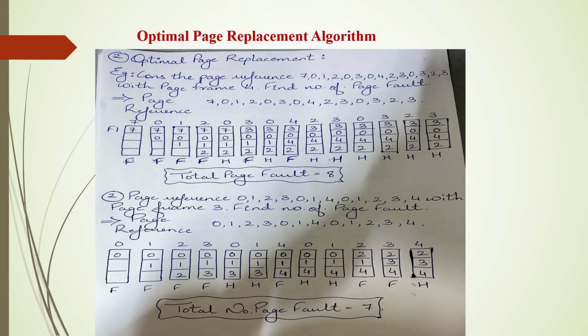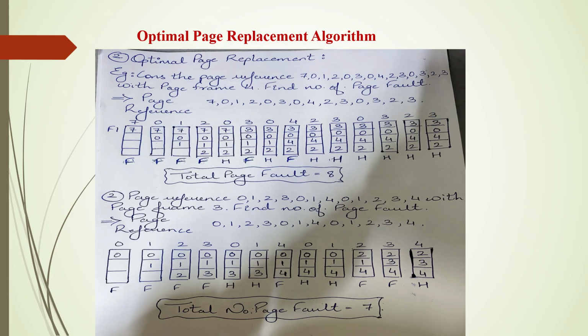So I have drawn the four boxes over here. Initially all frames are empty. So the first four pages, 7, 0, 1, 2, are loaded into the memory, and these are all page faults. We have inserted 7, then 0, then 1, then 2. Okay, all of these are page faults. The next reference is 0, which is already present in the memory, so it is a page hit.